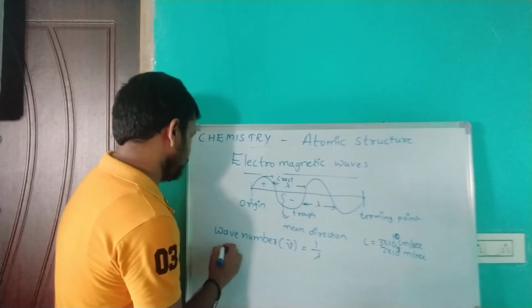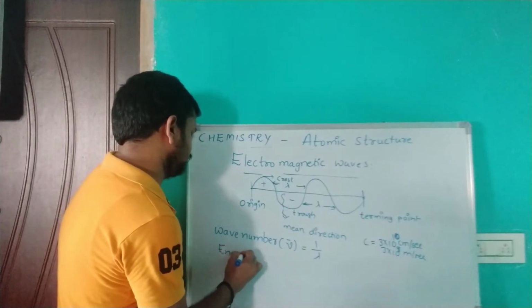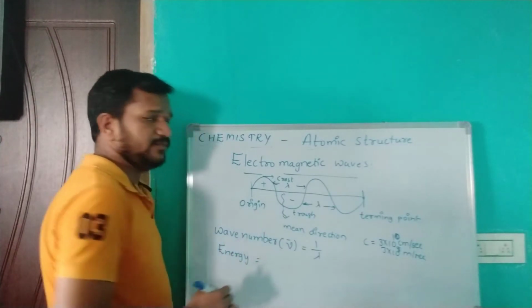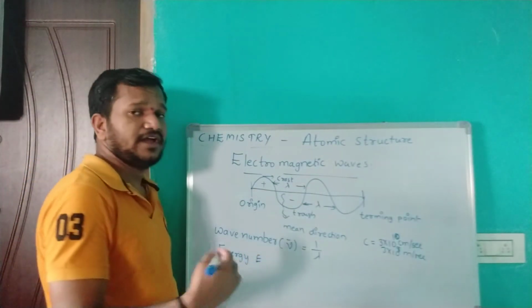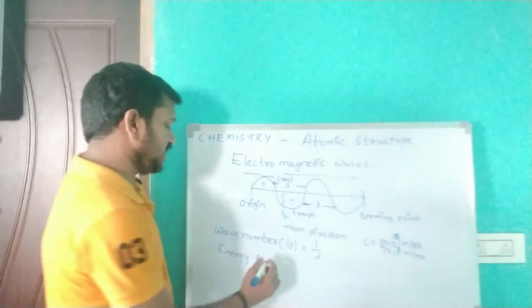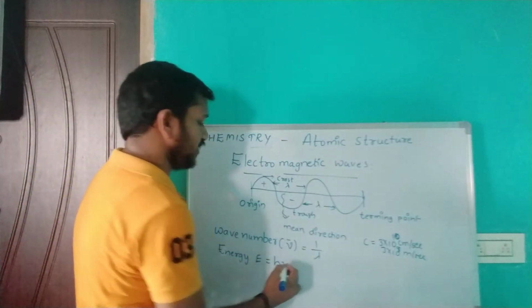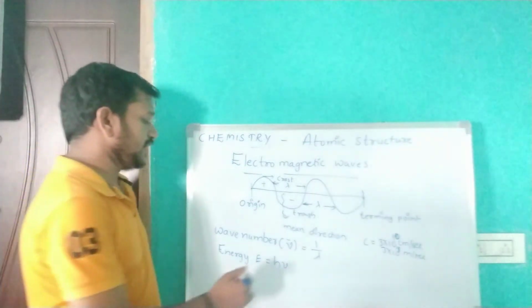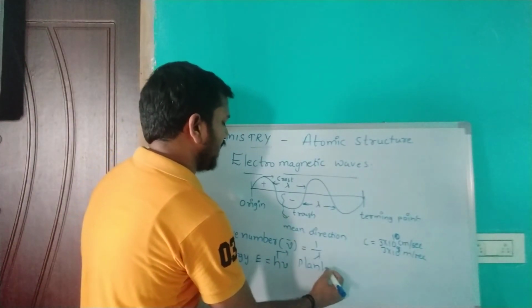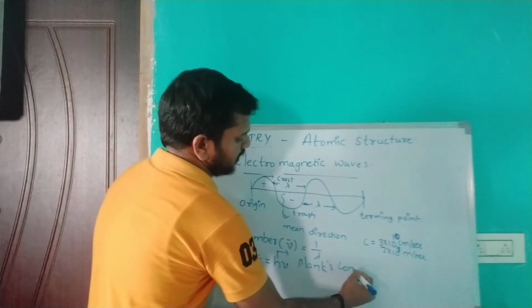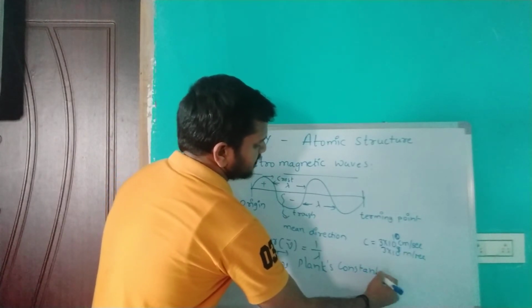Next one, energy. Energy depends upon wavelength and also frequency. E is equal to h nu. Here h represents the Planck's constant.